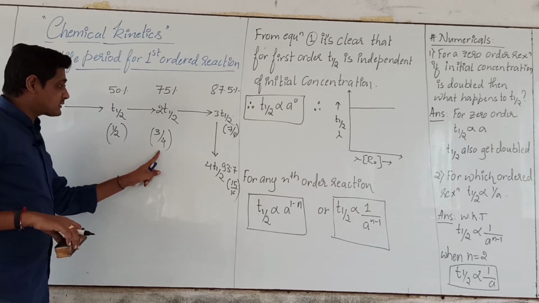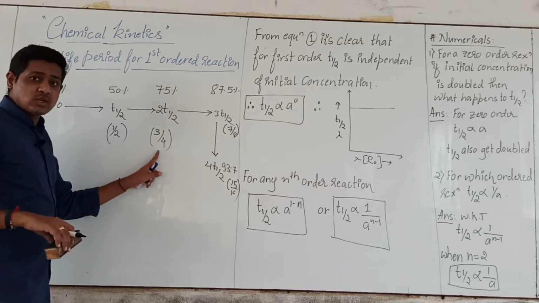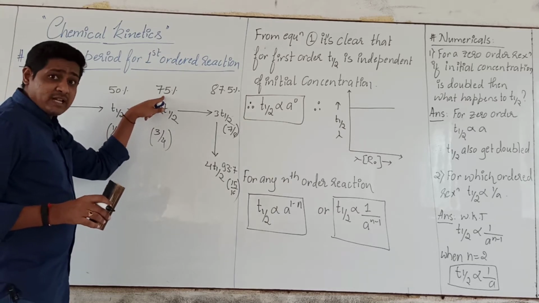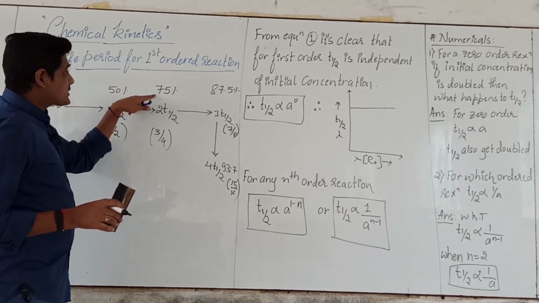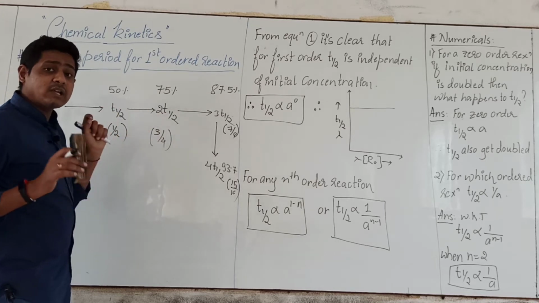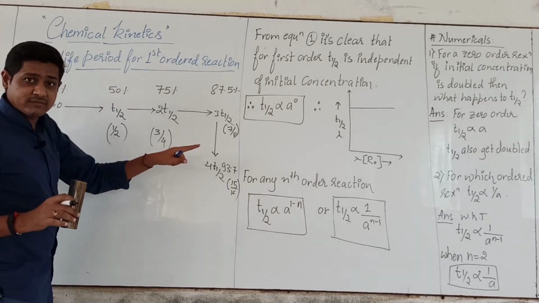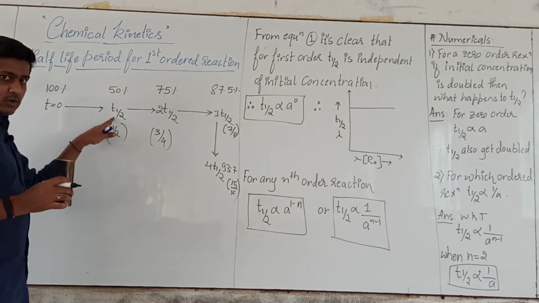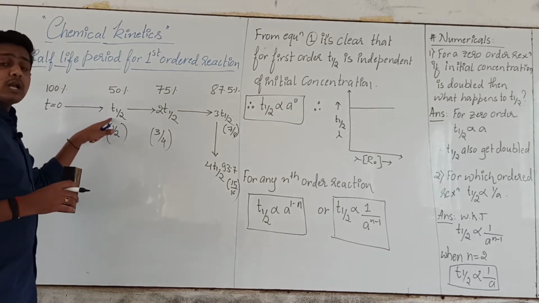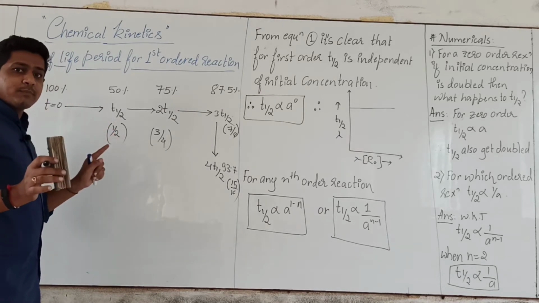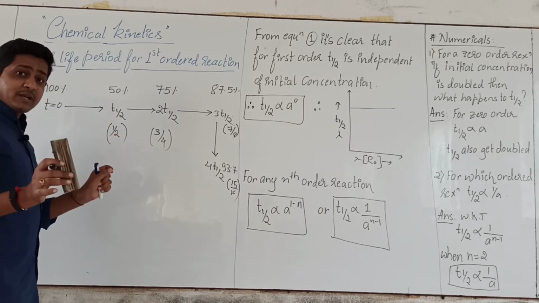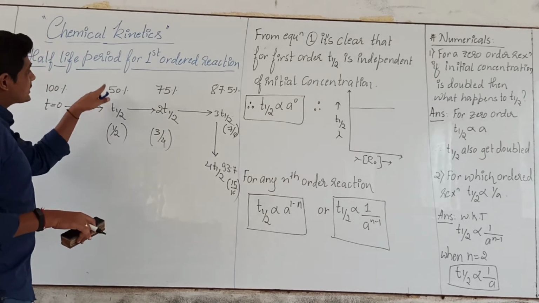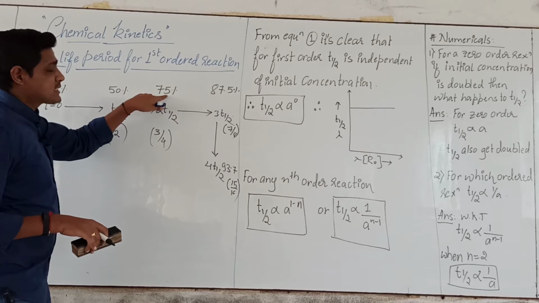Then you have to remember that 3/4 completion of the reaction means 75%, and 75% means 2 times the half-life. Now you may ask why it is 2 times the half-life. Here, this is your first half-life, 50%. Now how much of the reactant is remaining? 50% remaining. In that 50%, again a half-life gives 25%. So you add that 25% to 50%, and it becomes 75%.